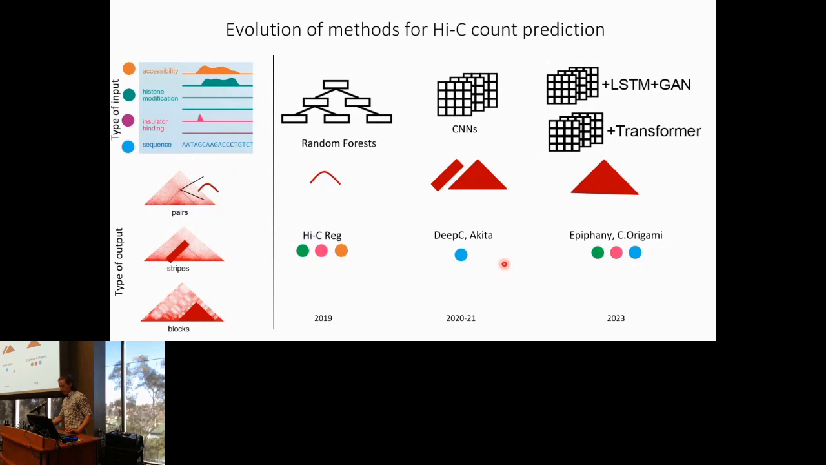The earliest deep learning methods generally only took in sequence information to make the count prediction, but the most recent methods can also use things like accessibility information, histone marker binding sites, transcription factor binding sites, or architectural proteins. So the goal of our project is to benchmark how all these different kinds of methods perform and why they are able to perform the way they do.